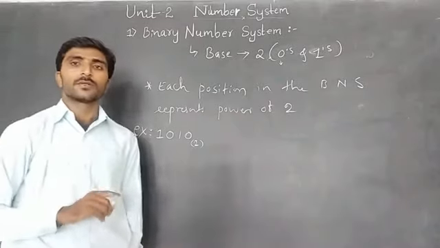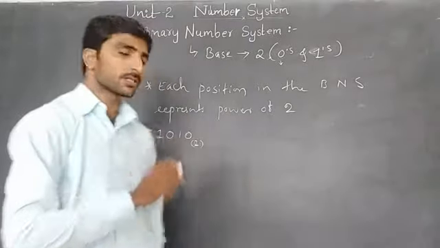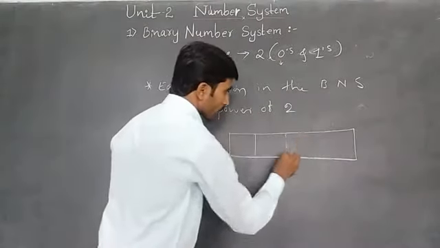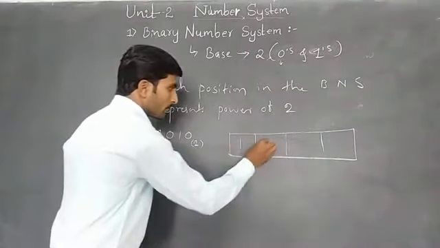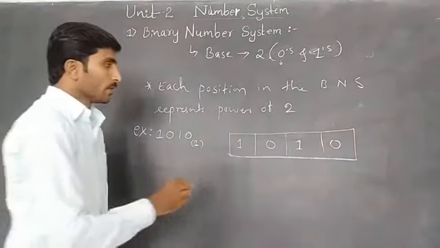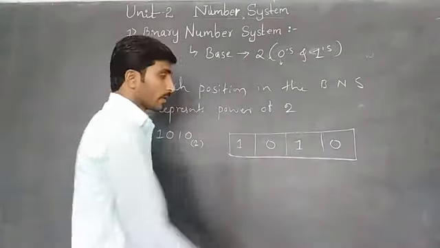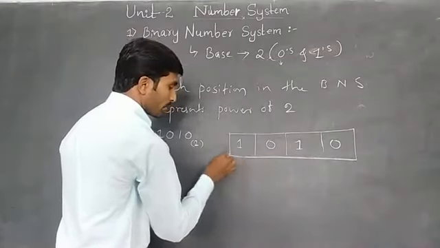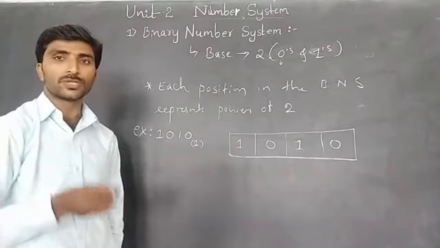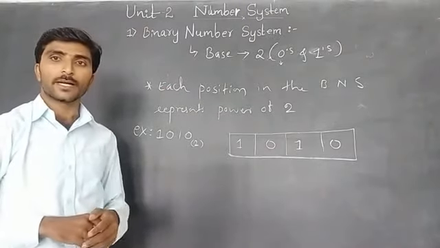Okay. Now how to write the position for the binary number system? I'll give an example like this. The number is 1 0 1 0, you can take any number, this is just an example I have given. You already know the decimal number system: unit, 10, 100, 1000, 10,000, lakh, 10 lakh. Like this they identify the position. But how do you identify the position in the binary number system?